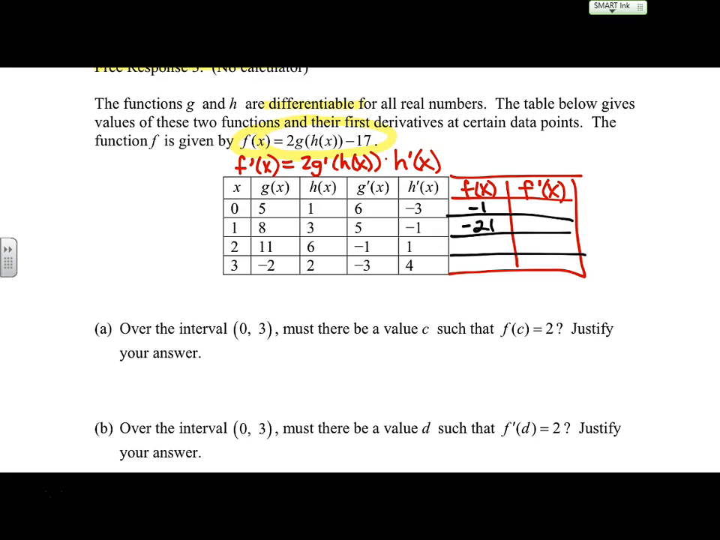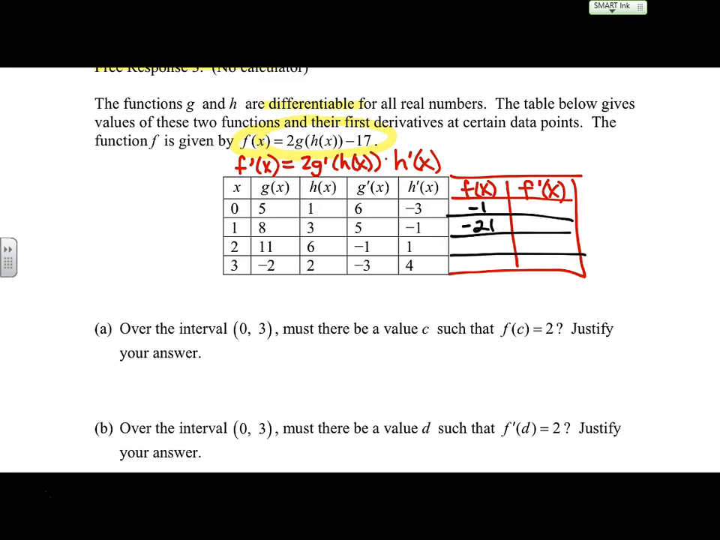What's 3 then? H of 3 is equal to 2. G of 2 is equal to 11. H of 3 is equal to 2, right? Oh, you already got it. H of 3 is equal to 2. G of 2 is equal to 11. 22 minus 17 is 22. Wait, I got 5.